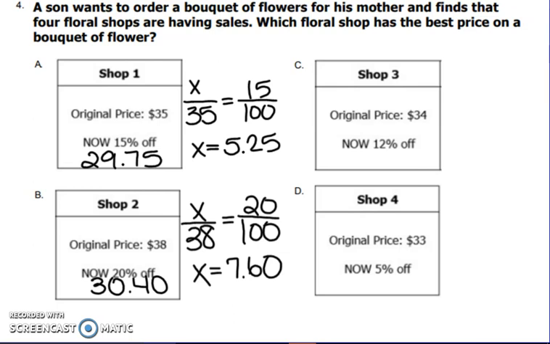Well, so far, looks like shop number 1, answer choice A, has the best. So by process of elimination, you know what? I'm going to go and automatically eliminate answer choice B.